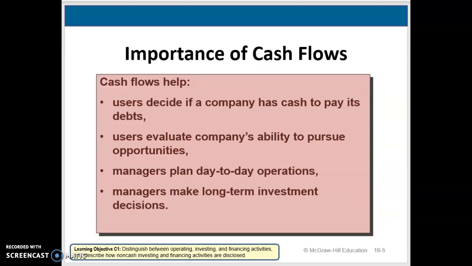So we look at the importance of cash flows. This is going to help our users decide a lot of information. It's going to help them decide whether a company has enough cash to pay its debts as they mature. It helps evaluate the ability to pursue opportunities. It's going to allow managers to use that cash flow information to plan their day-to-day operations, and it's going to help the managers to make those long-term investment decisions.